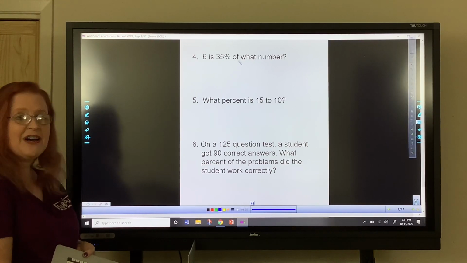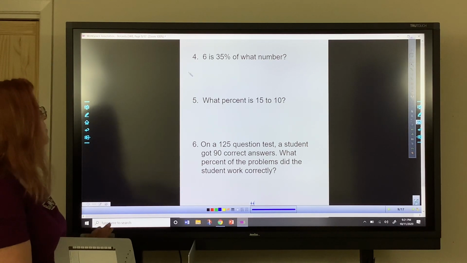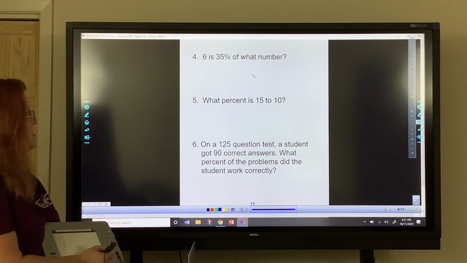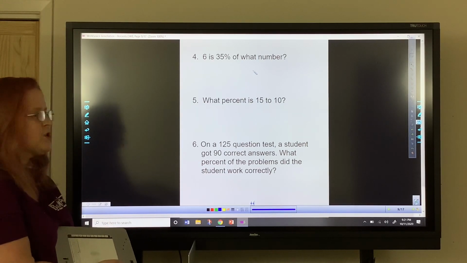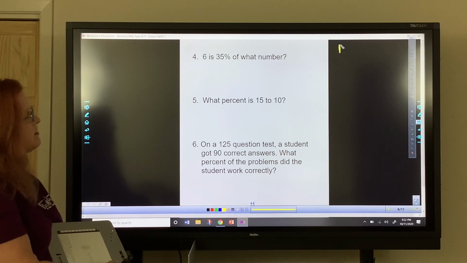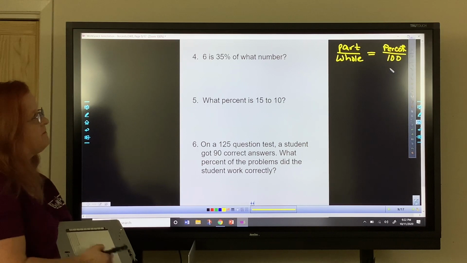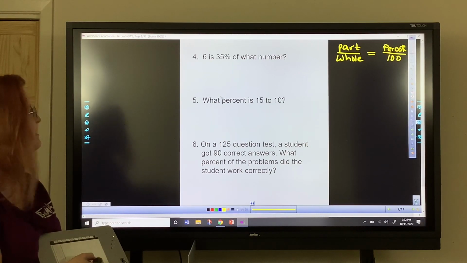Six is 35% of what number? Okay, so let's see if we can do this without highlighting this time. All right, 6 is, so, oh, I don't have my proportion. Let's see if we can remember it. Part over whole equals percent over 100. I know that's a little messy, but it'll be all right.